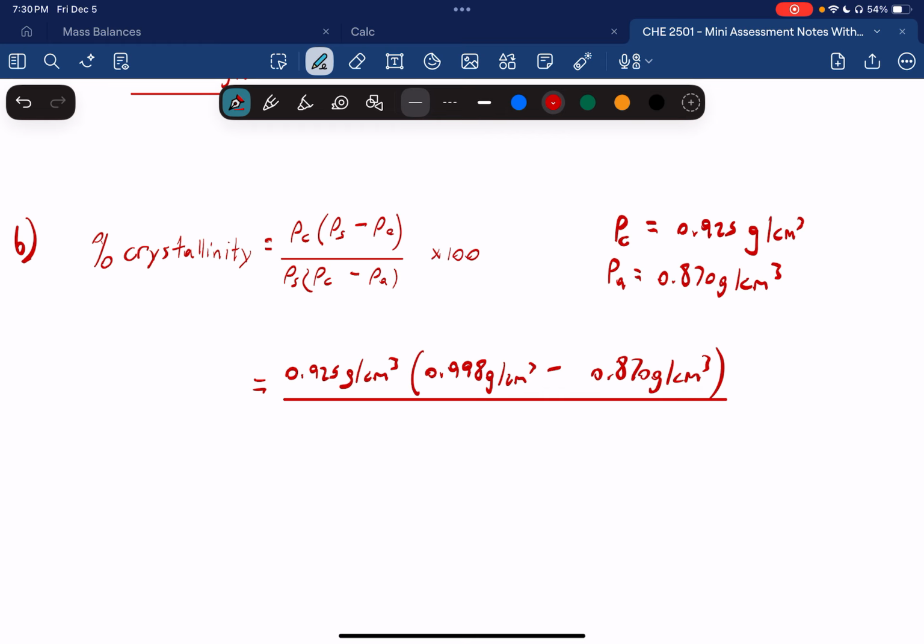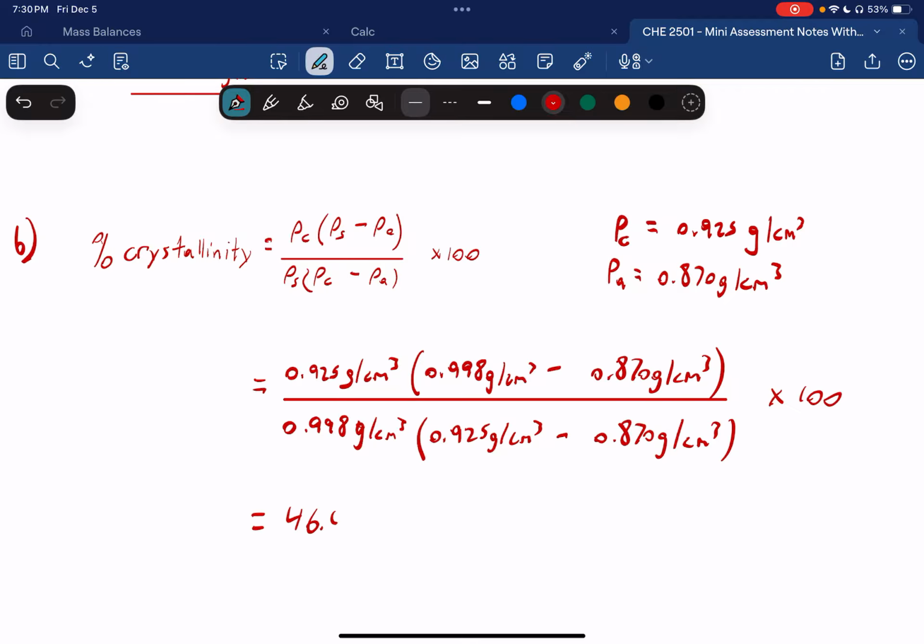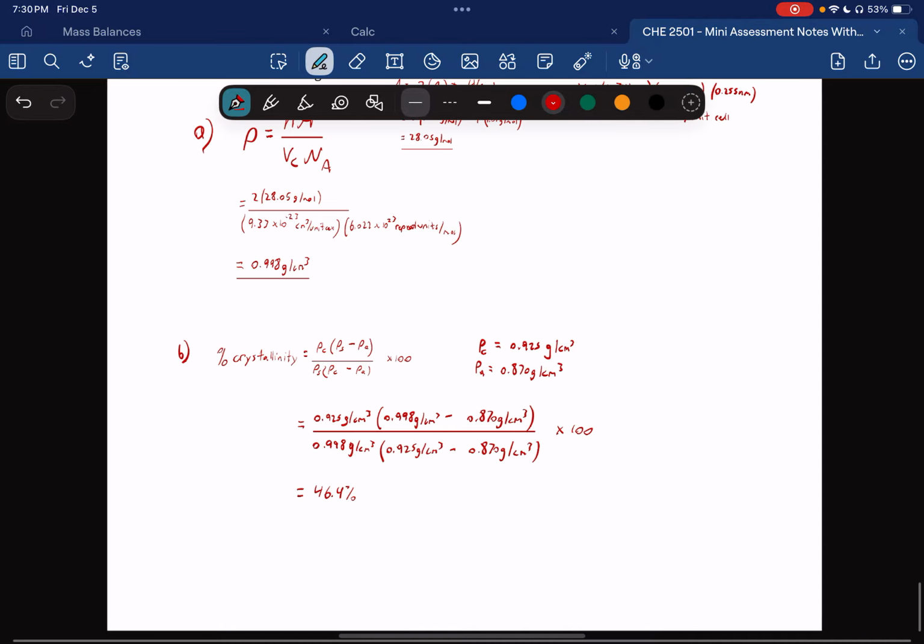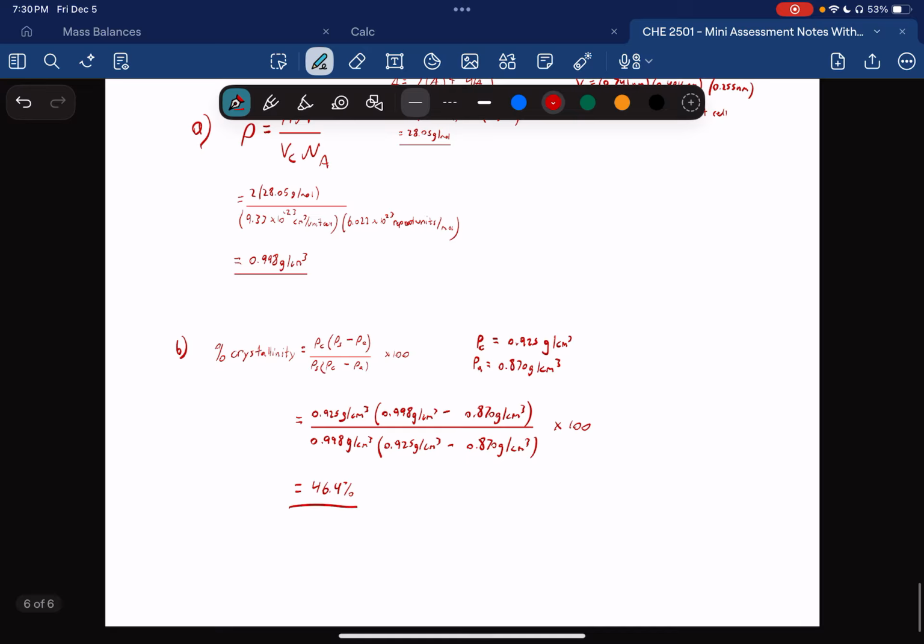0.925 grams per centimeter cubed. Now we'll click back in on the calculator, find this answer. It should come out to be, oh, we can't forget the times 100 for percent. Should come out to be 46.4%.